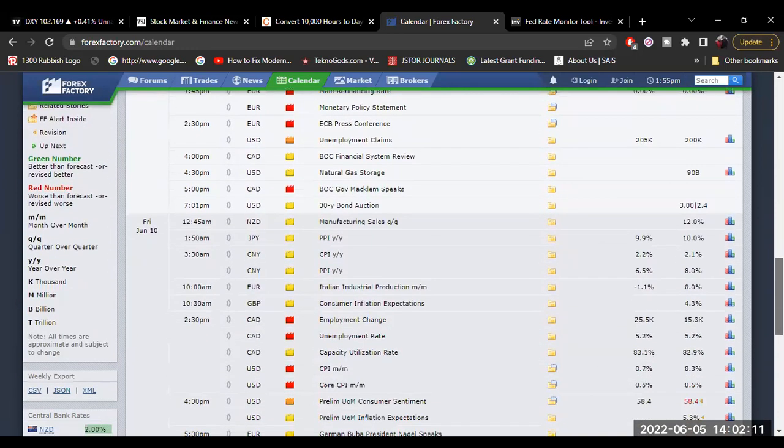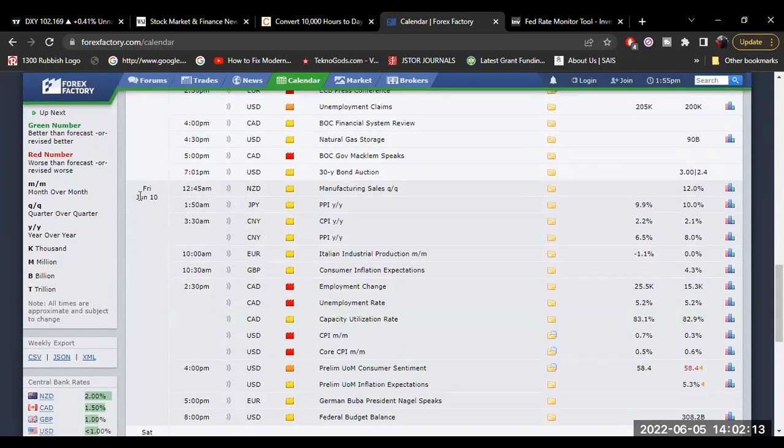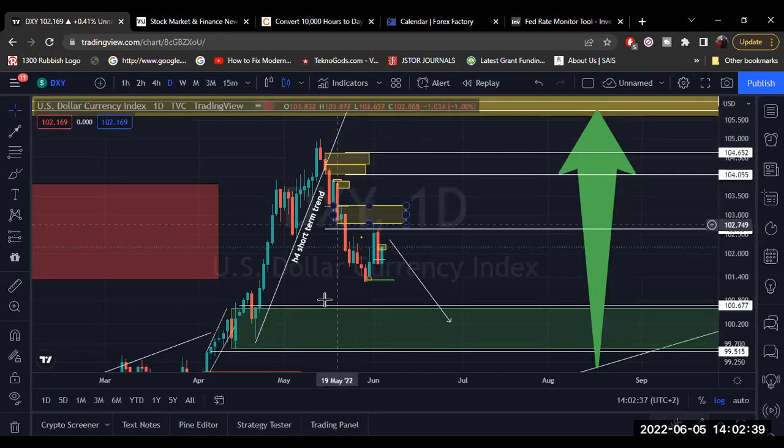Another big data point that I'm looking for, just before Powell speaks next week: Friday, the 10th, this coming week, the week that we're trading for. So this is the week of the 6th of June till the 10th of June. Friday, the 10th of June, we're going to get CPI data, right? That's a big deal. The CPI and the core CPI, very much of a big deal. Powell is going to be considering this data come weekend, Monday, Tuesday, before he talks on Wednesday the 15th, right? So look out for this play.